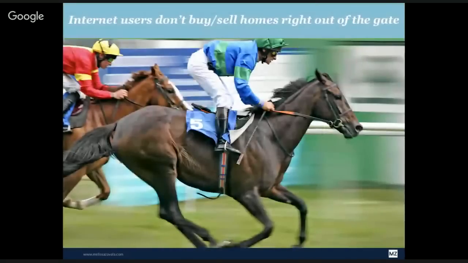But internet users don't always buy and sell their homes right out of the gate. They want to be contacted right away, and you're more likely to make contact right away. That small percentage of them that are buying immediately, those are the ones you want to maximize. Those are the ones where the first house they want to see is the one they buy. That would be great, but they don't usually buy and sell homes right out of the gate. They're just in that investigation stage.